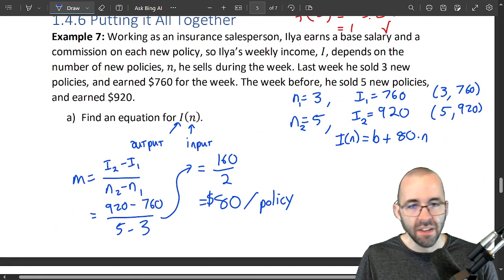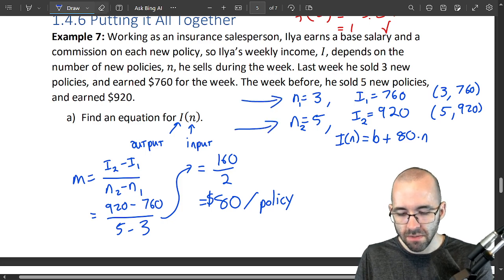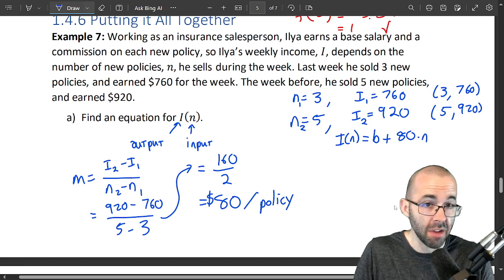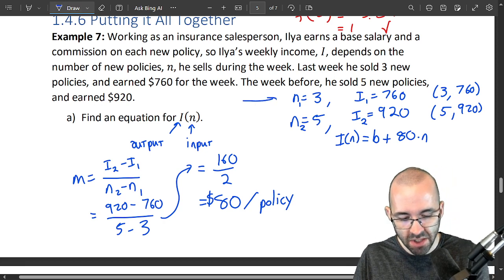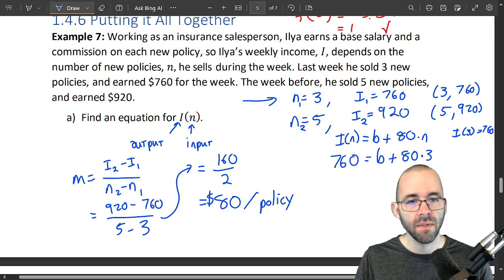Well, then let's choose one of these. It doesn't matter which ordered pair we choose. You could choose this one. You could choose this one. We'll give you the same answer. I like smaller numbers, so I'm going to choose this point. That says that when the input's 3, the income is 760. The output's 760 when the input is 3. Solve for b.